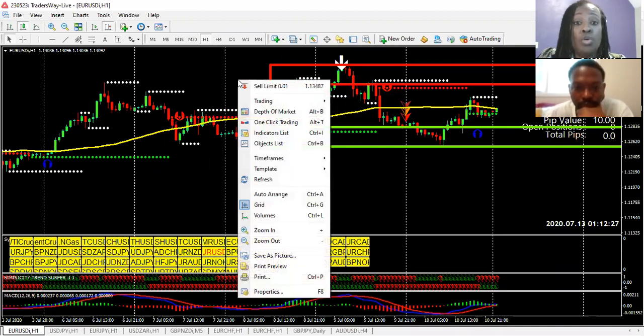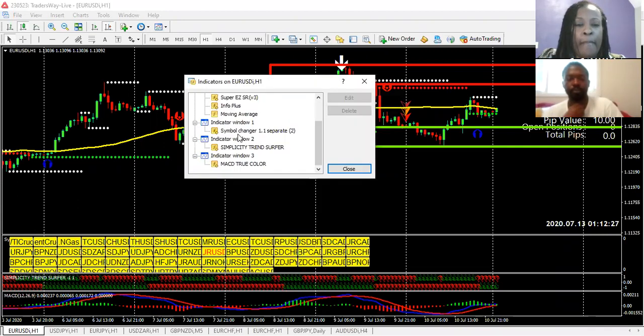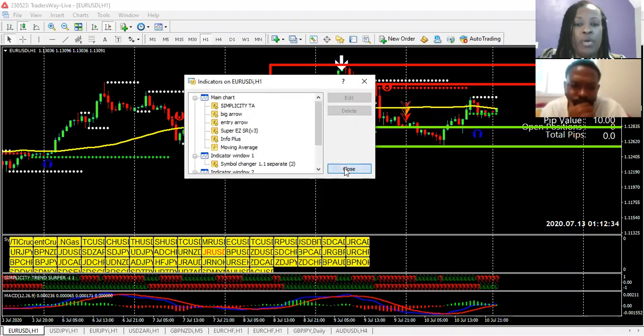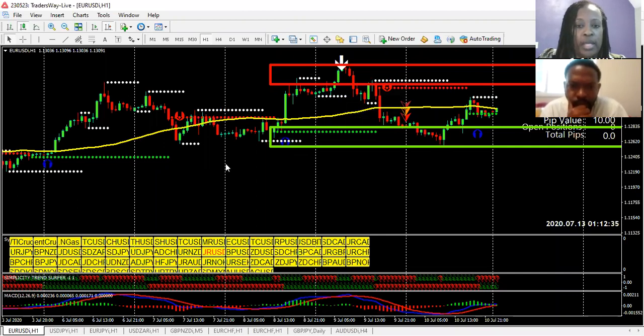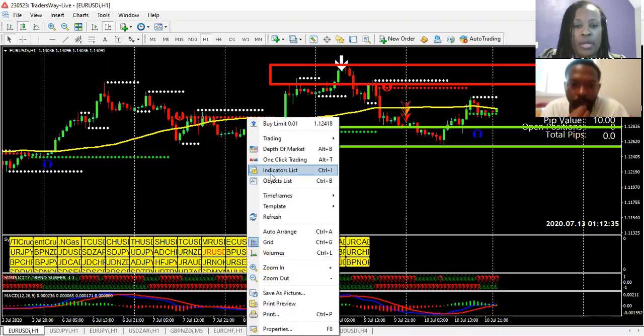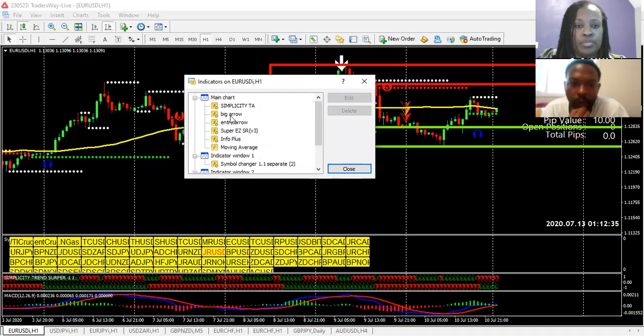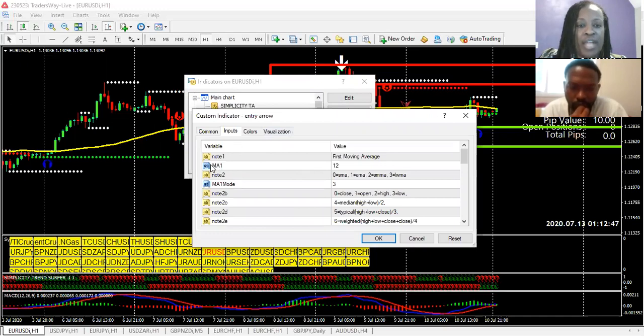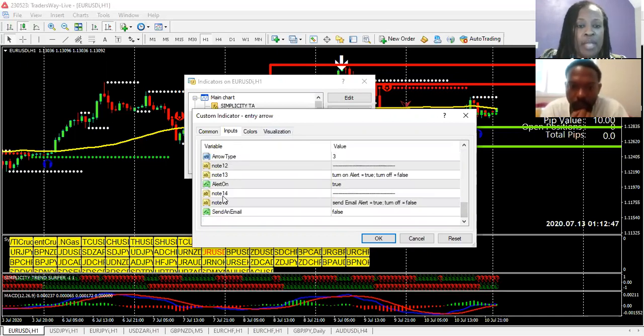Now, I do have a different setting on them. So we go to indicator list, right? If you don't have it on there, you just got to go and pull it in, and then you see your edit box pop up. So I go to entry arrow, and then in the edit box, I changed the MA1 to 12. Everything else remains the same. Just make sure that your alert on is set to true. And then we're good to go there. That's all you got to do there.